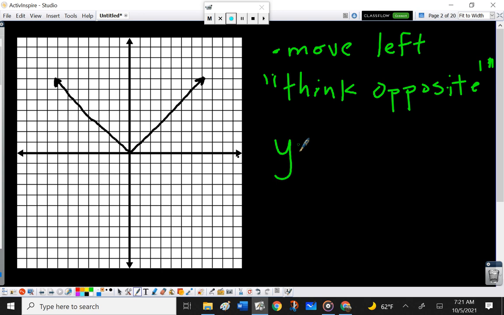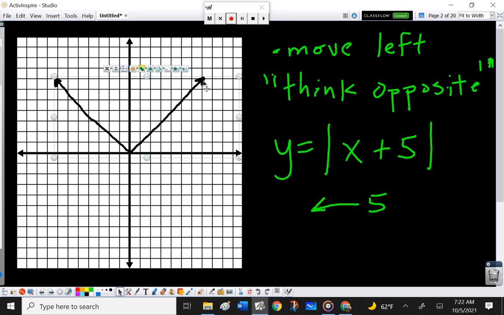It's going to be y equals the absolute value of x plus 5. Okay? This plus 5 will move the graph to the left 5 units. Now, what that means is every point, every special point, everything will be moved 5 units to the left. So I'm going to grab my graph and move it 1, 2, 3, 4, 5.